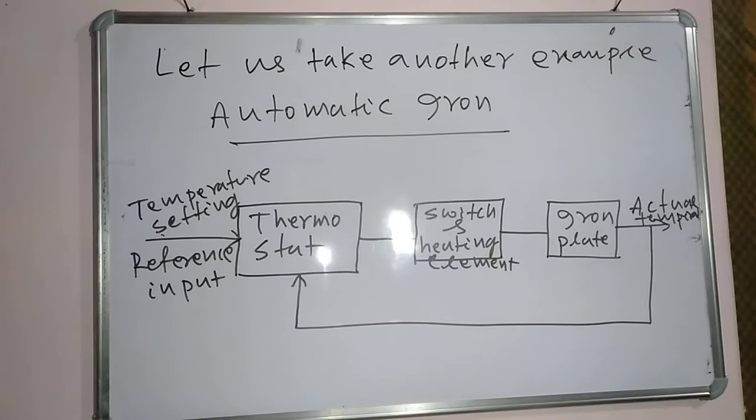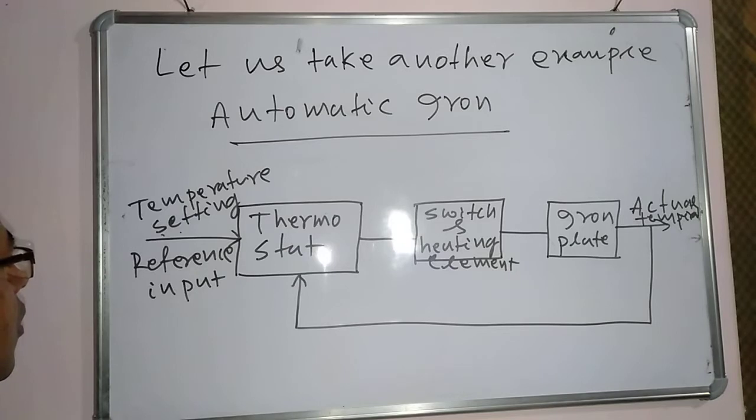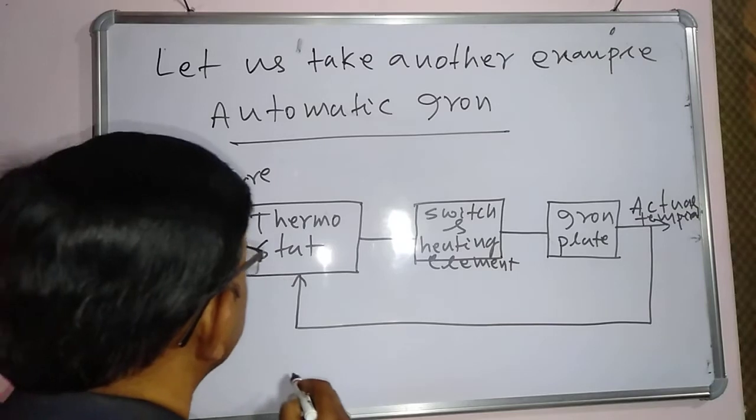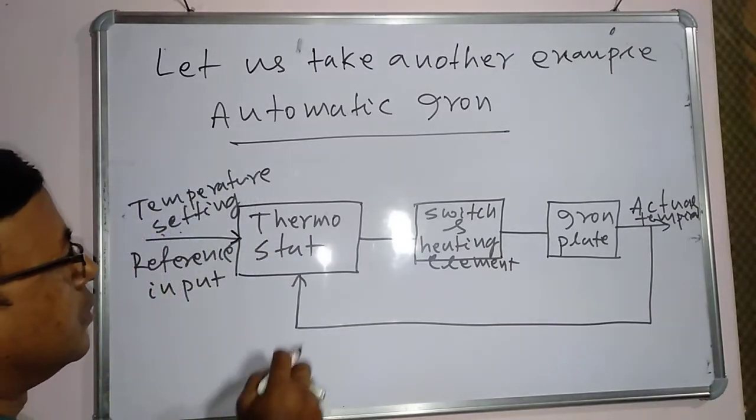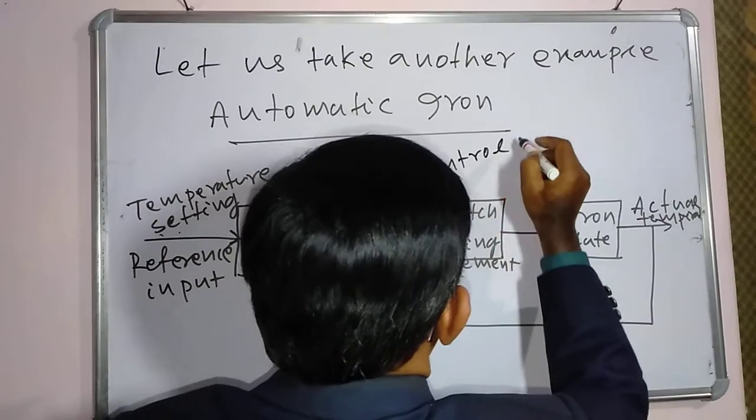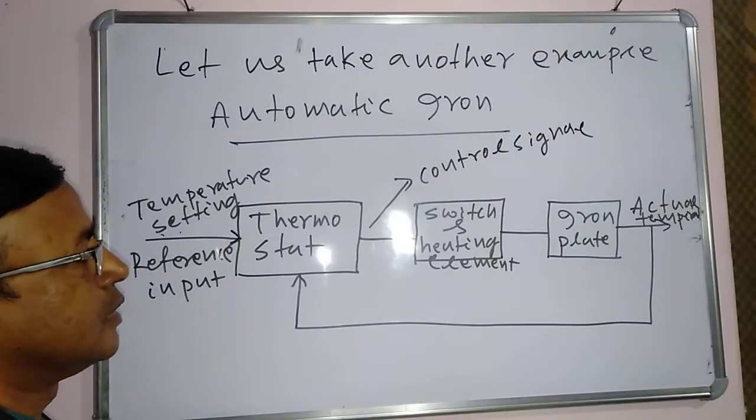In the case of the automatic iron, what happens? We adjust the temperature setting according to our dress, that is, it may be cotton, rayon, nylon, etc. Accordingly we set the temperature by one knob. That is the reference input, and it is directly measured by the thermostat, and the thermostat produces a control signal. It produces one control signal which is fed to the switch and heating element.